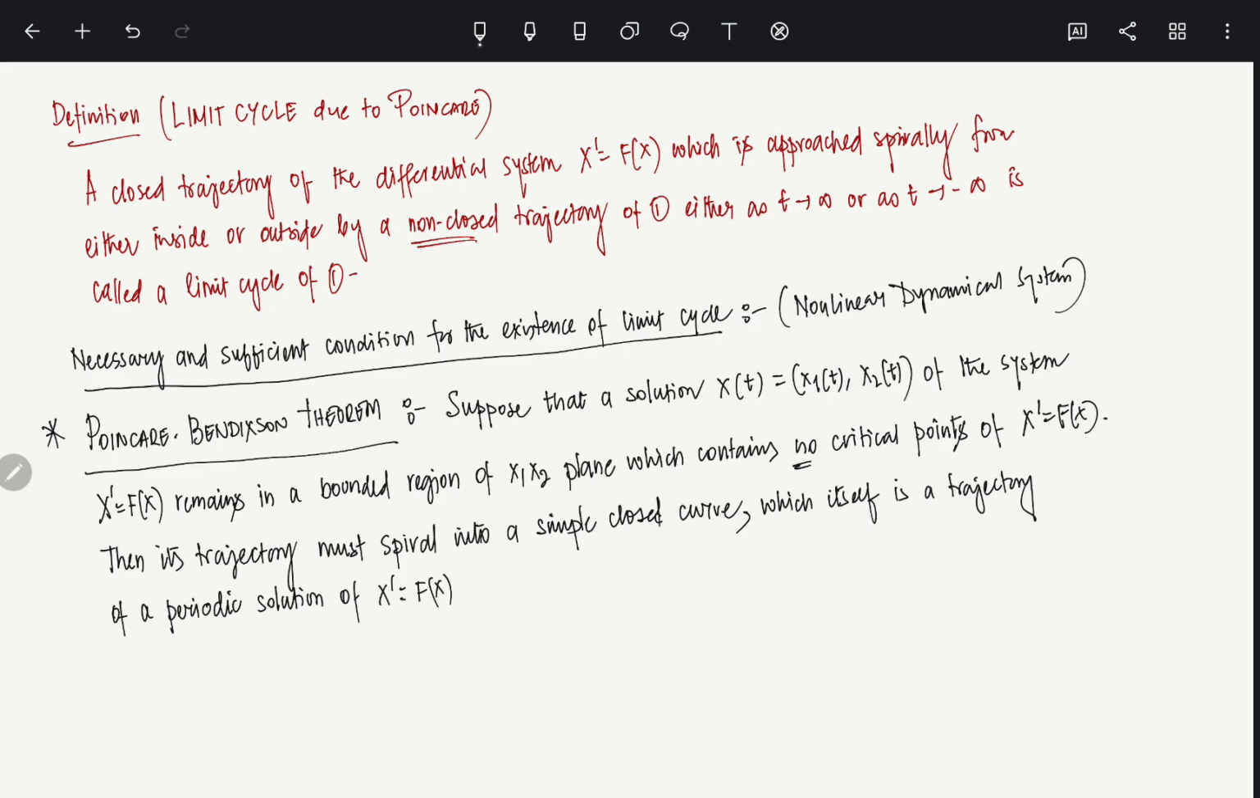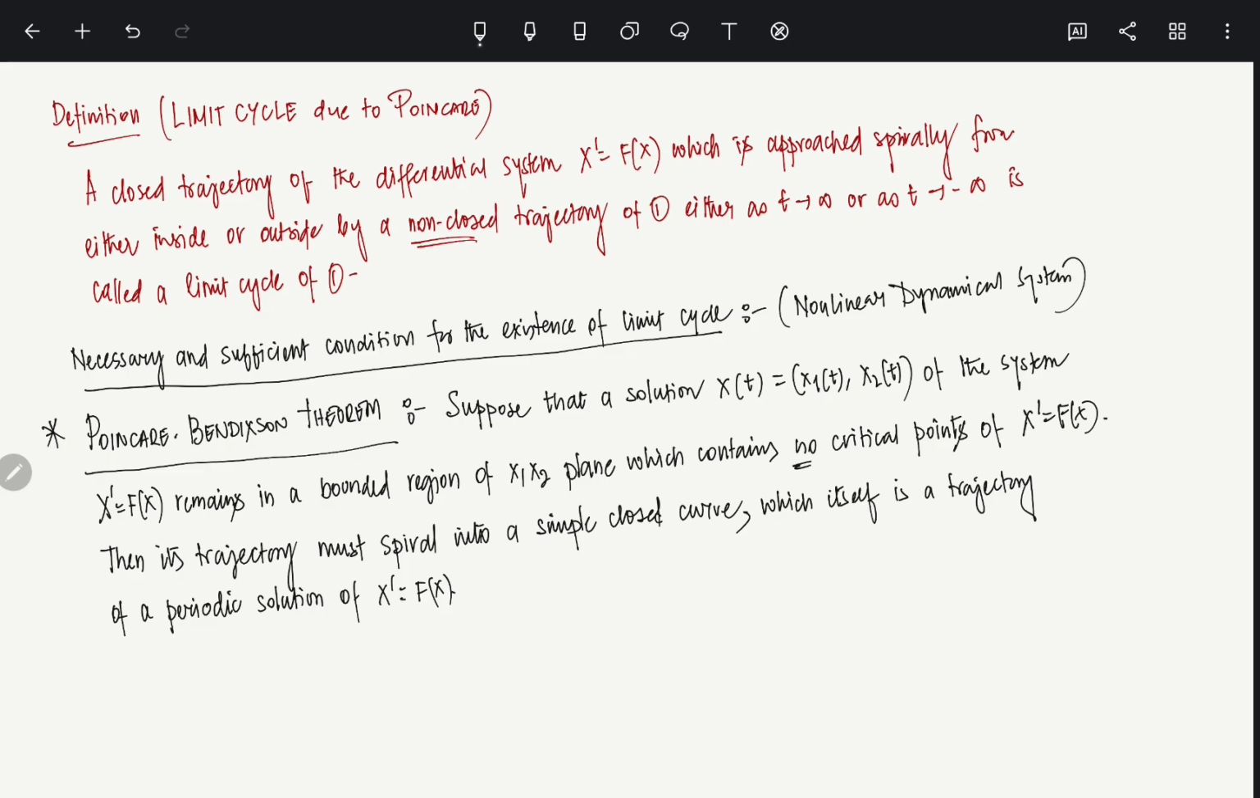So basically you see, if you can show that there is a solution which gets trapped inside a bounded region, of course, which doesn't have any critical points, then the trajectory of that solution will spiral into a simple closed curve. That is fine, but the important part is that the simple closed curve is actually the trajectory of a periodic solution.